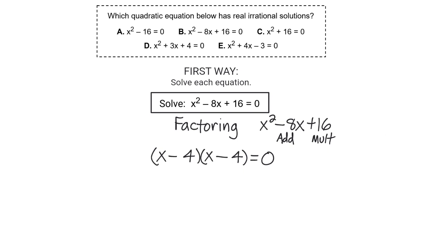So now we just have to find out what number will make this equation equal to 0. Since both pieces are the same, I only need to solve one of the pieces. Adding 4 to both sides, you're going to end up with x equaling 4. 4 is definitely not an irrational number, so we know this one is also wrong.